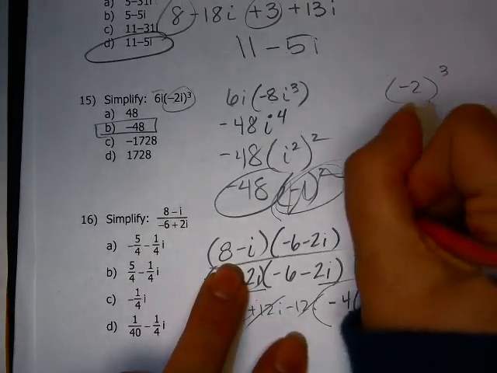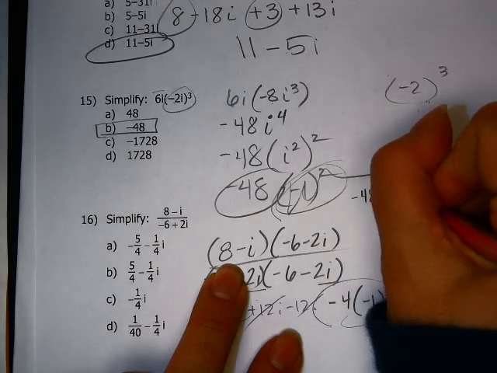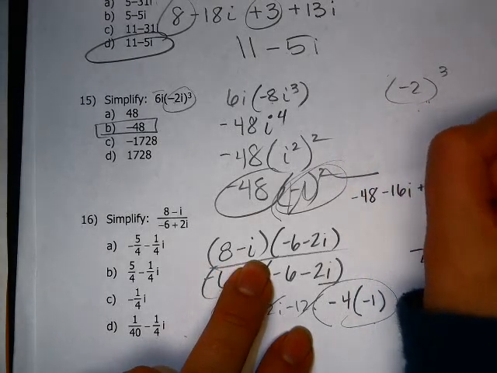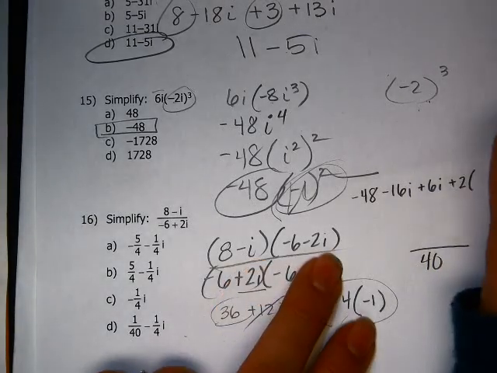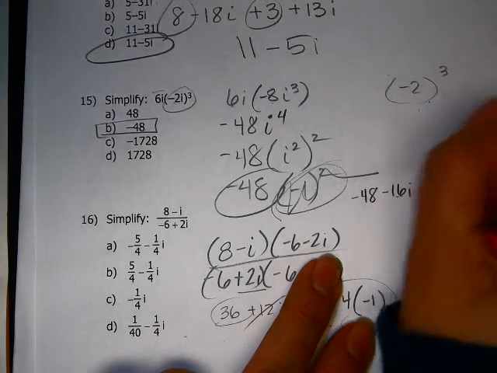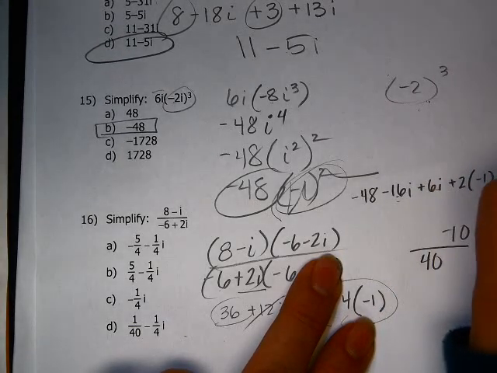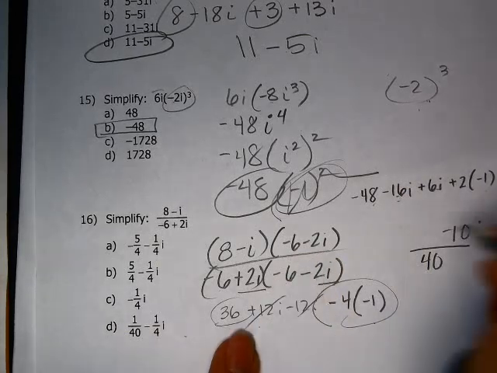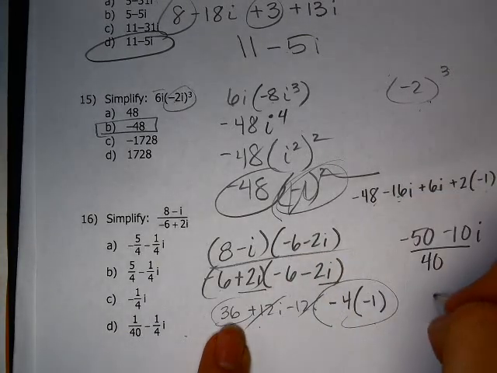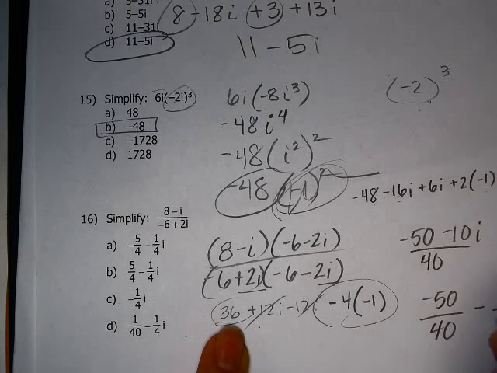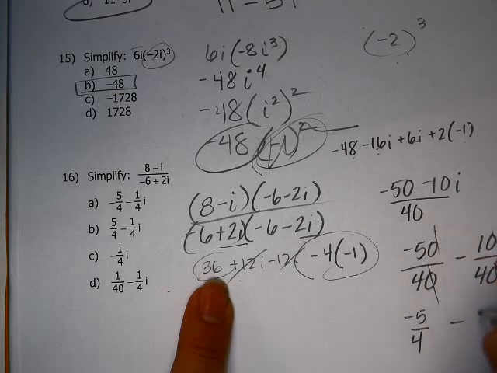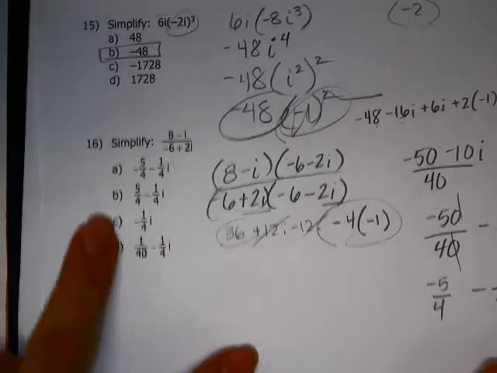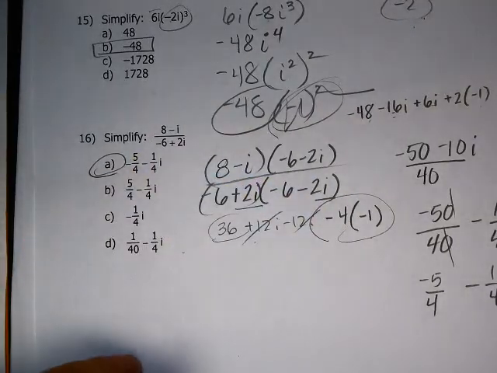On the top, we get negative 48 minus 16i plus 6i and plus 2 times i squared, and i squared is a negative 1. So these little bad boys give me a negative 10i, and a negative 48 and a negative 2 gives me negative 50. So I split this up so I can look at my real versus my imaginary, which reduces to this and this. And hopefully we find it. Yay, we do.